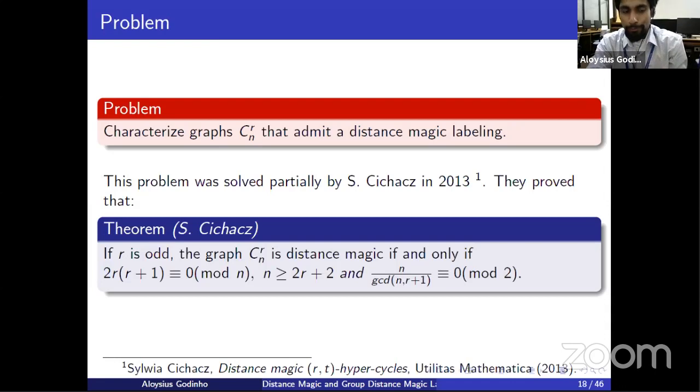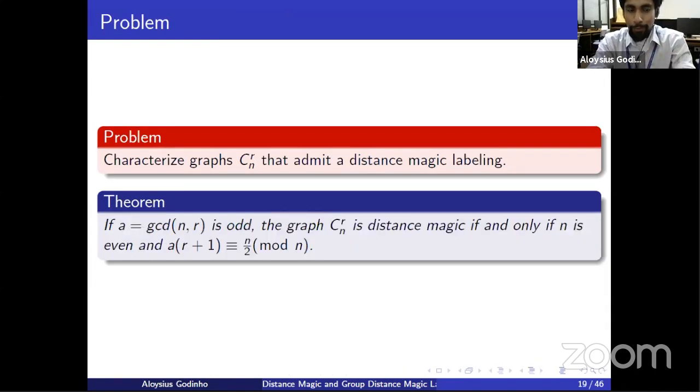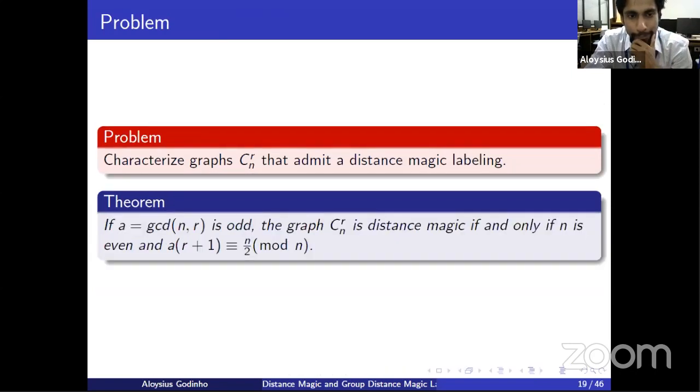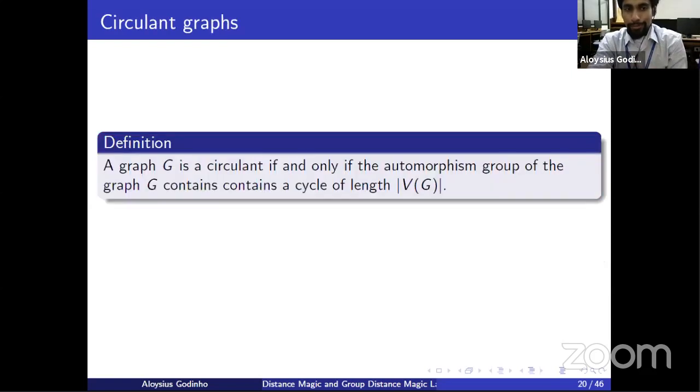This problem was open for R even. So we solved this problem for R even, and we got the solution that if A is equal to GCD n R is odd, so this problem was solved for, I think I wrote the wrong result. So we have proved it for even also. I didn't include the result over here. But this can be extended to general circulant graphs.